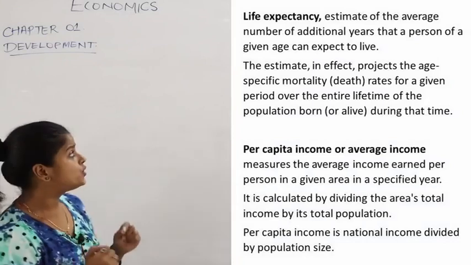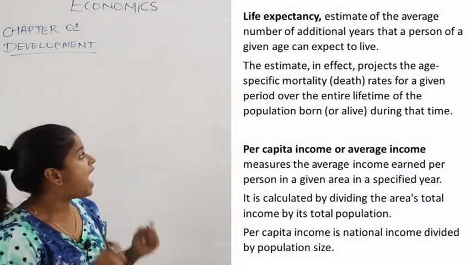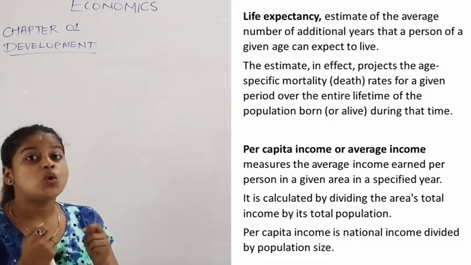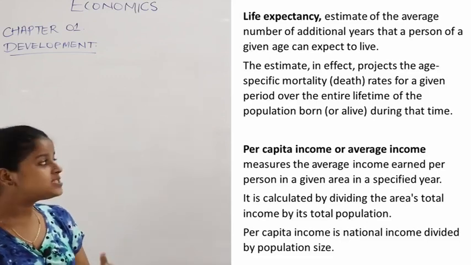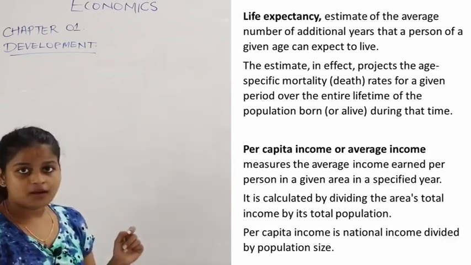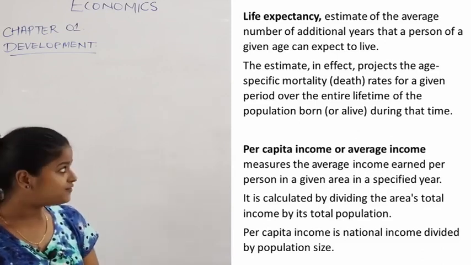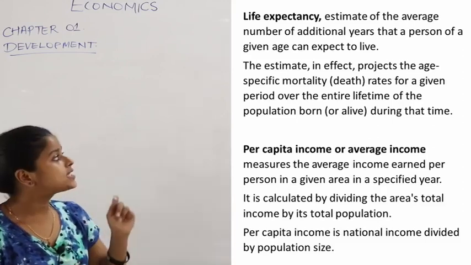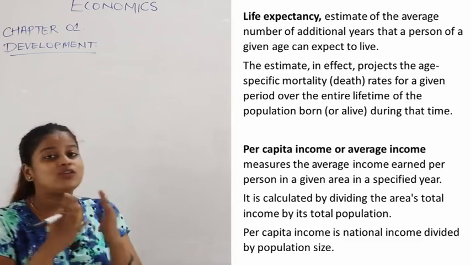Understanding a few terms, that is life expectancy. Now what is life expectancy? It is the estimate of the average number of additional years that a person of a given age can expect to live. The estimate in effect projects the age-specific mortality, that is the death rates for a given period, over the entire lifetime of the population born or alive during that time.